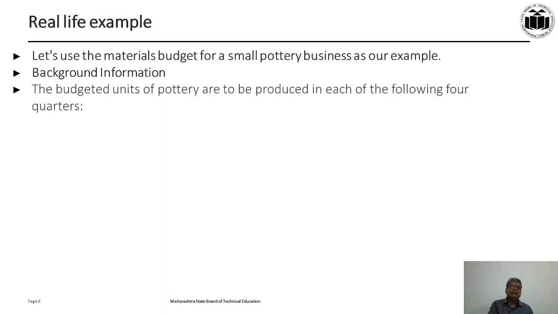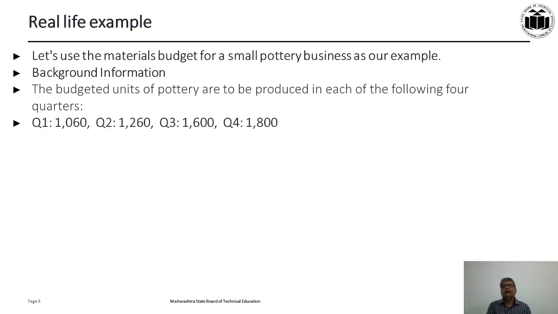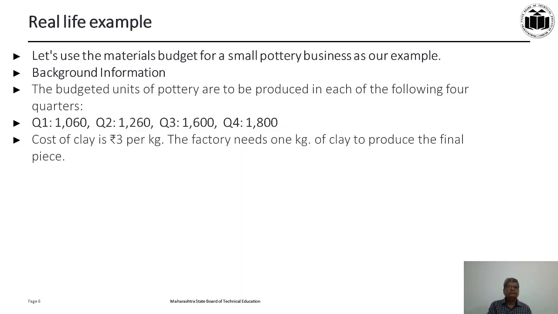Now what is the background information? The budgeted units of the pottery to be produced in each of the following quarters are as follows: quarter 1, 1060; quarter 2, 1260; quarter 3, 1600; quarter 4, 1800.